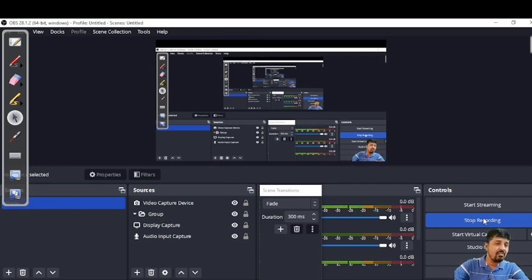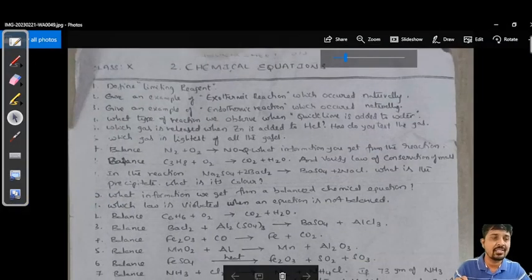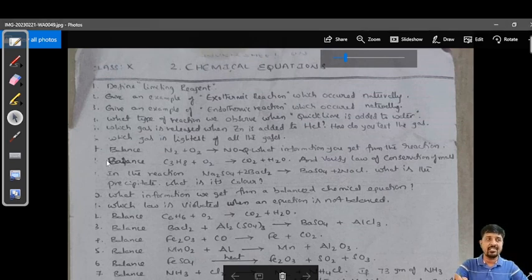First of all, we will discuss the worksheet. This is the worksheet, you can see it. There are some questions here. We are going to discuss each and every question given here, and I'll put some questions that you can answer yourself. The first question is: define limiting reagent.